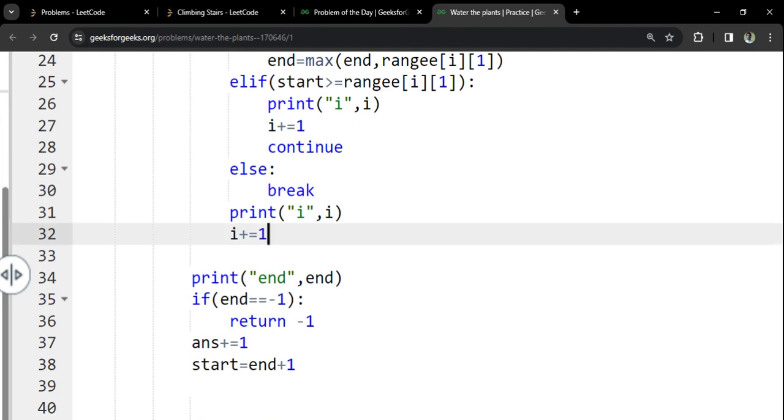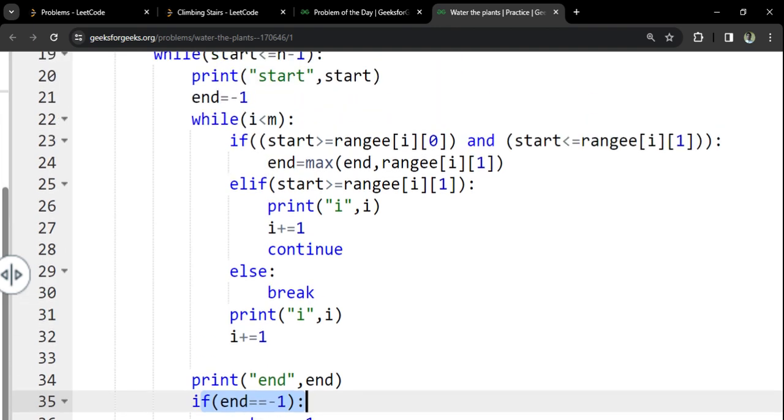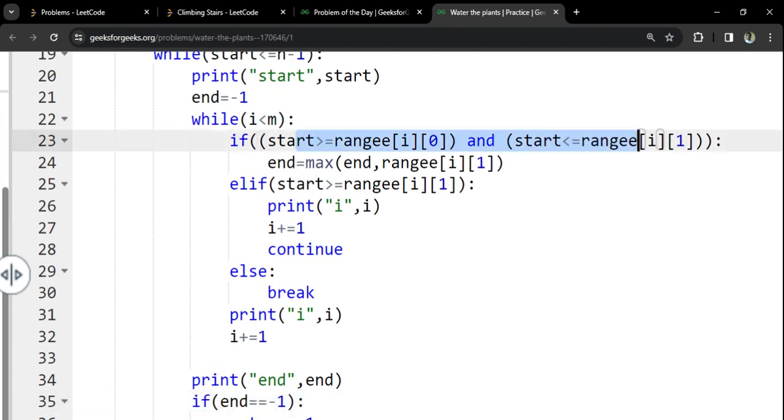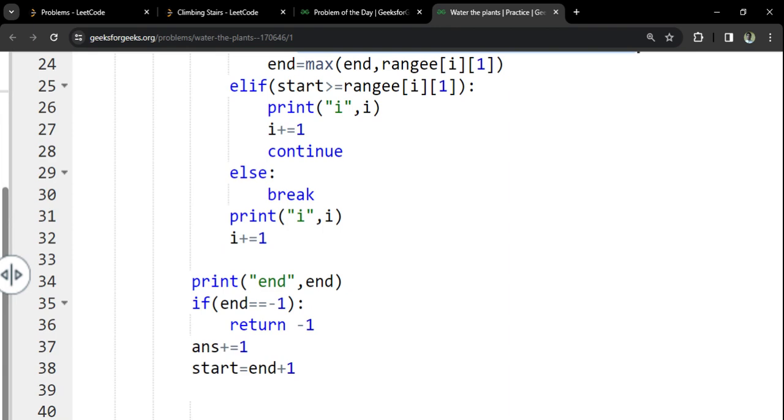Once we come out of this loop, we are checking if n is equal to minus 1. In that case, if n is minus 1, that means the start was in none of these ranges. That means we cannot water all the plants, so we'll return minus 1.